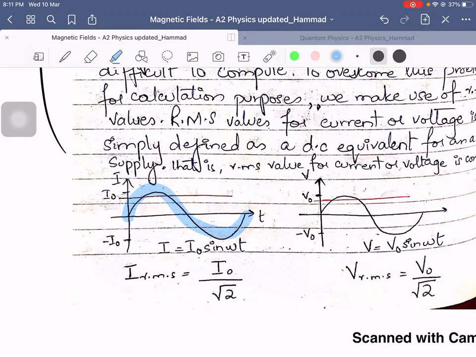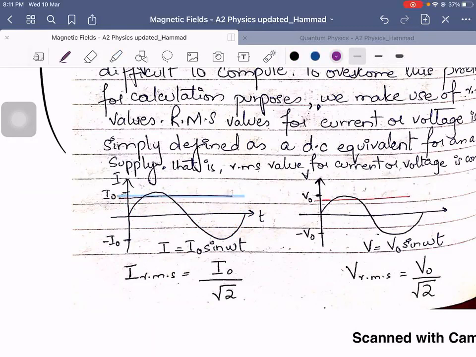Let's say, for example, if you were to charge a phone, the phone would keep charging and discharging. For the first part of the cycle, it keeps charging, and then for the next part, it keeps discharging. That would completely destroy my equipment. So we need to work on a DC equivalent value.